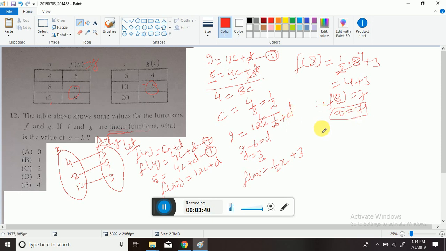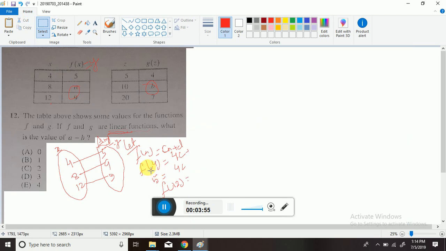Now similarly for the function g, we can also go for function g. Any confusion here, then you can stop, pause, and you can see this. I will do the part of g here. Similarly, in the similar manner, we can do the problem of g also.